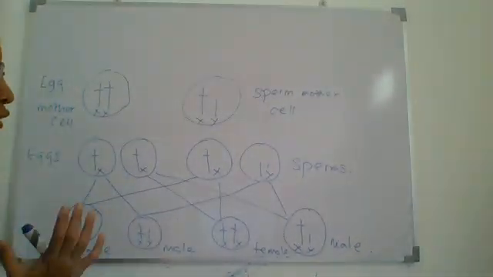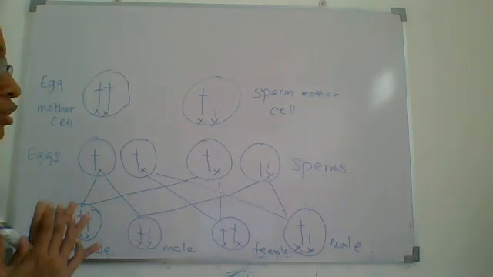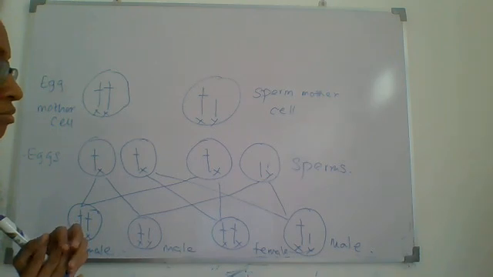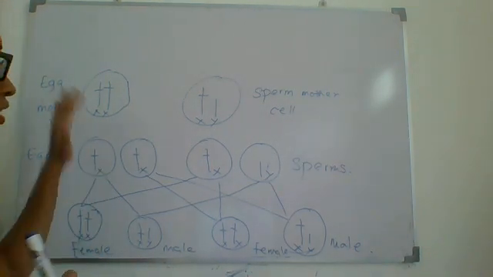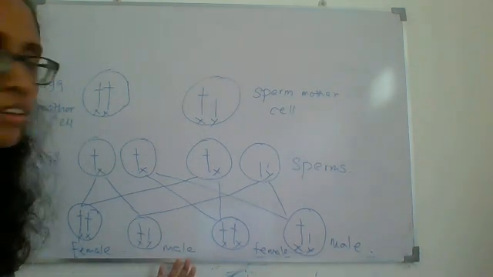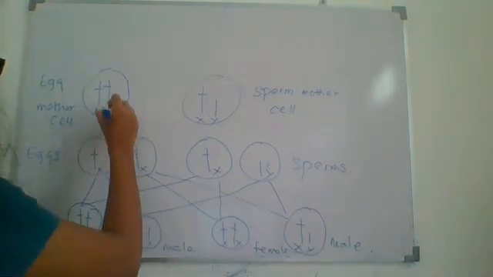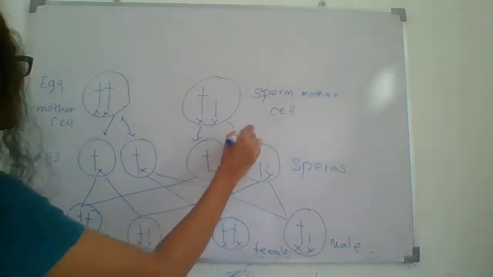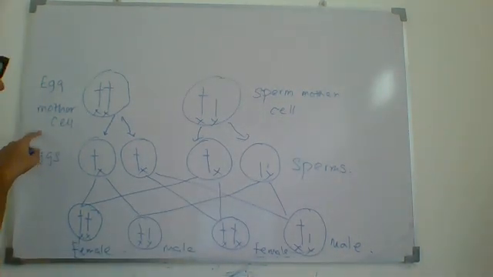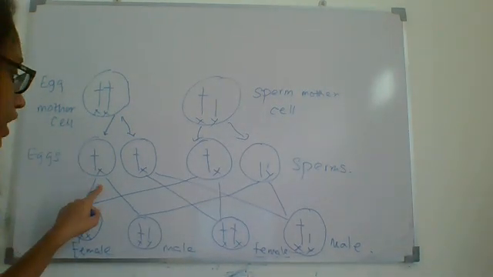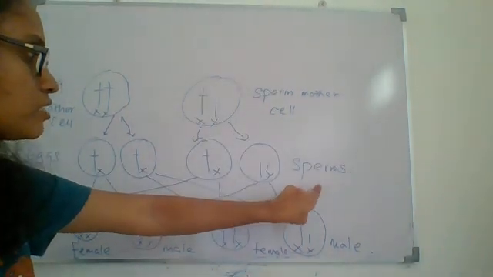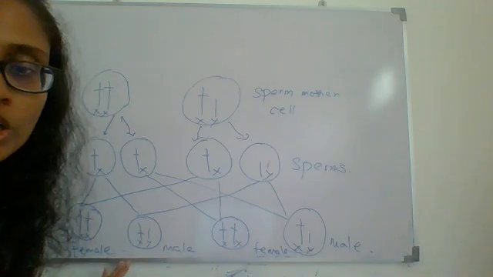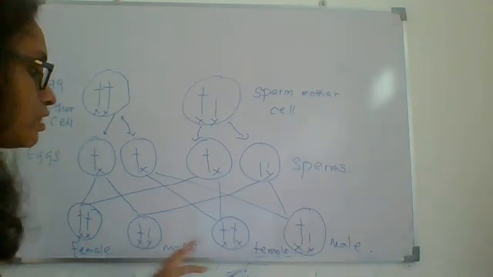This diagram you need to know how to draw, right? All these things should be in the diagram. You should write egg mother cell, and from the egg mother cell you should have eggs, sperm mother cells, sperms, and the combination. And again you have to mention female, male, female, female.